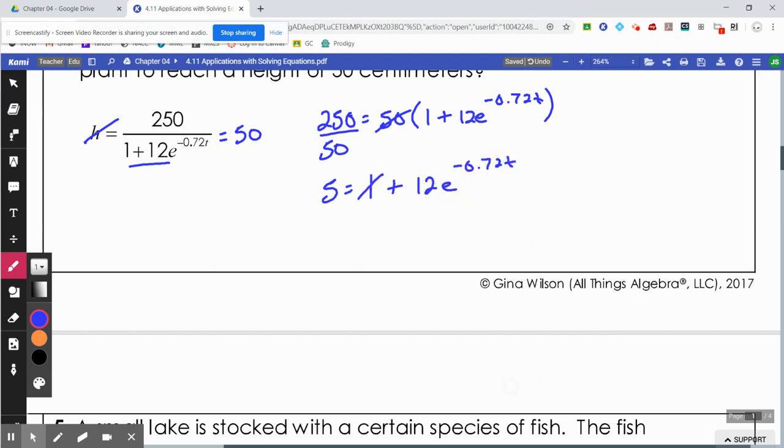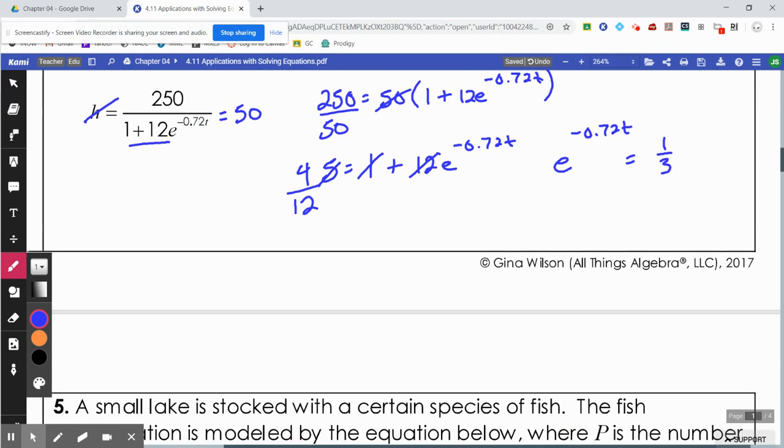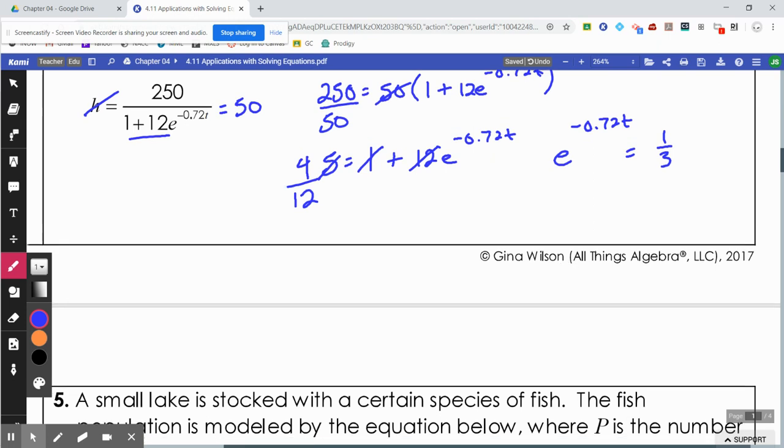Let's move our 1 over by subtracting. You then have 4. Move your 12 over by dividing. So you have e to the negative 0.72t is equal to 4/12, or a third. Now we can solve this thing. We've isolated our exponential, so next up, let's rewrite it. That'd be log base e of 1/3 is equal to the exponent, which is negative 0.72t.